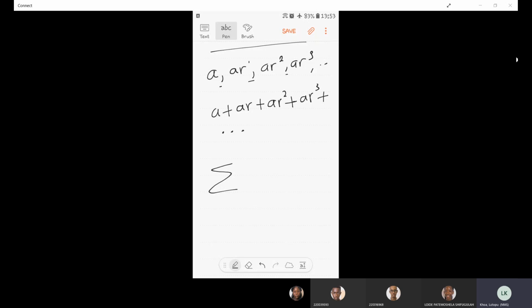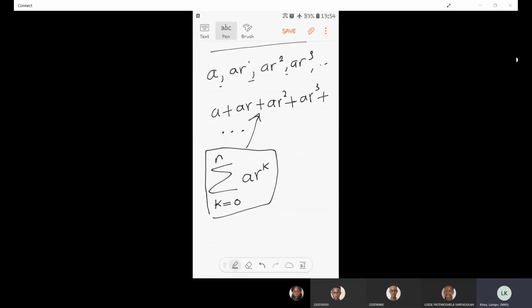And then here we have an index. We say k is equal to 0, and we end at n. And then here we have a r to the power of k. This is just a shorter way of writing what I have over here.